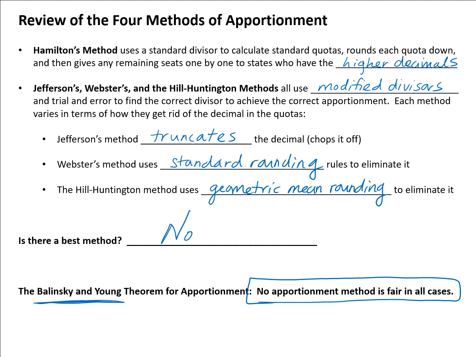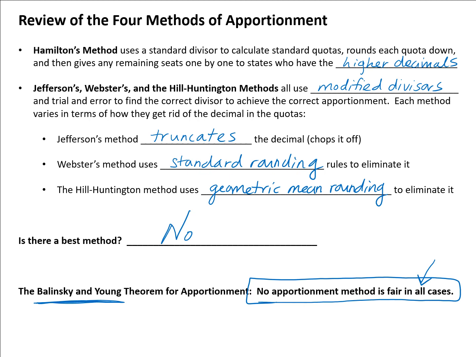Now, notice, is fair in all cases. It certainly can be fair in a specific case, but for all cases, that would be for every single situation, every single population and number of states you could think of. It is not possible to find a single method for dealing with that decimal that would be fair for everyone in every single situation. So you basically want to do the best you can.